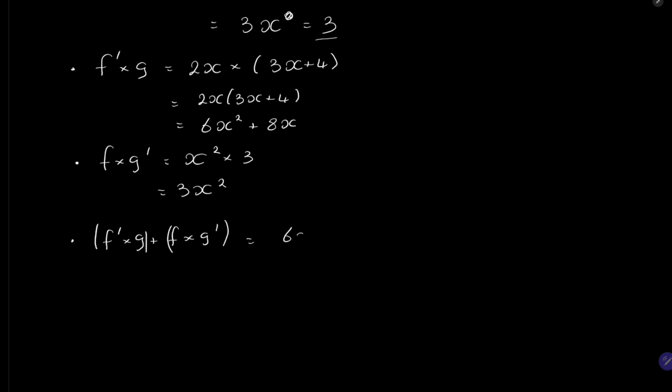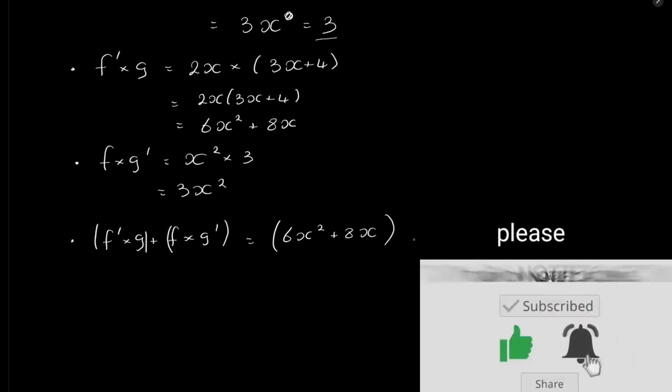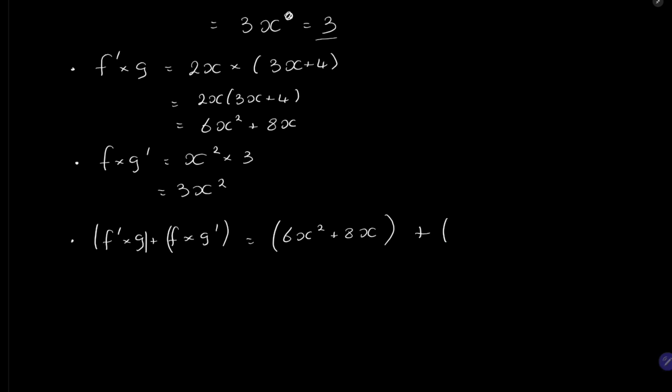and this gives us 6x squared plus 8x, which is our f prime times g, plus our f times g prime, which is 3x squared. And from this addition, we have two like terms. We have 6x squared and 3x squared, which are both like terms, so we can add them together, which gives us 9x squared plus 8x.